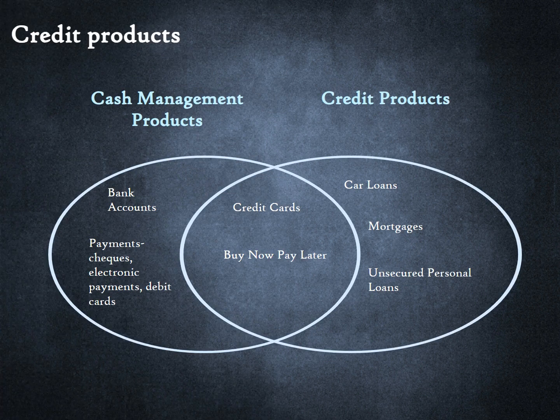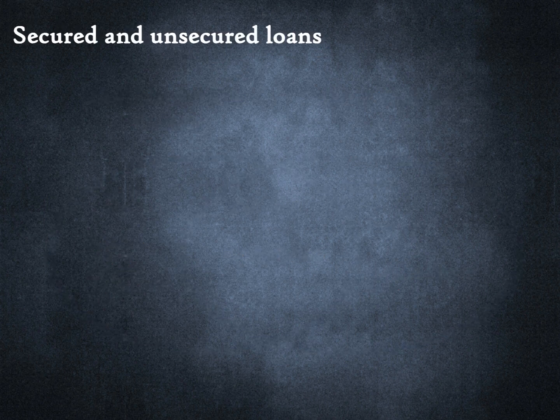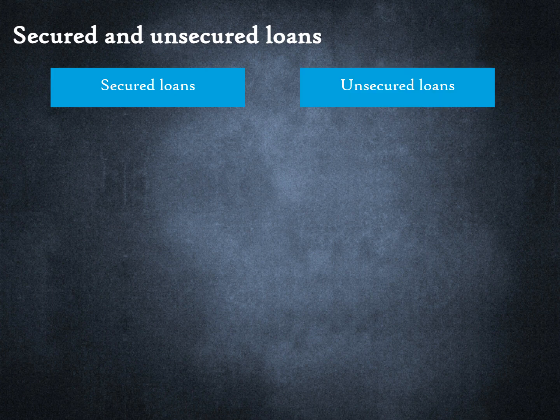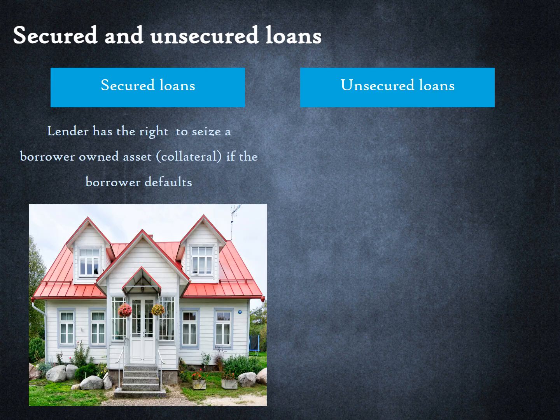Now we will conclude this lesson with the final zone of the Venn diagram with a discussion of pure credit products. Consumer loans can be categorized into secured and unsecured. In secured loans, the lender has the right to seize a borrower-owned asset in case of non-payment. The asset that the borrower can seize is called collateral. A home loan is an example of a secured loan. The home is the collateral.